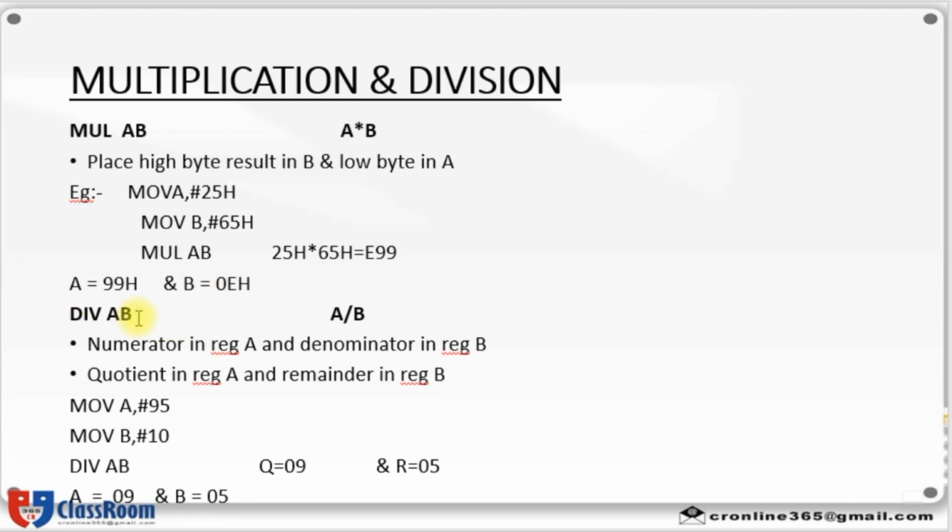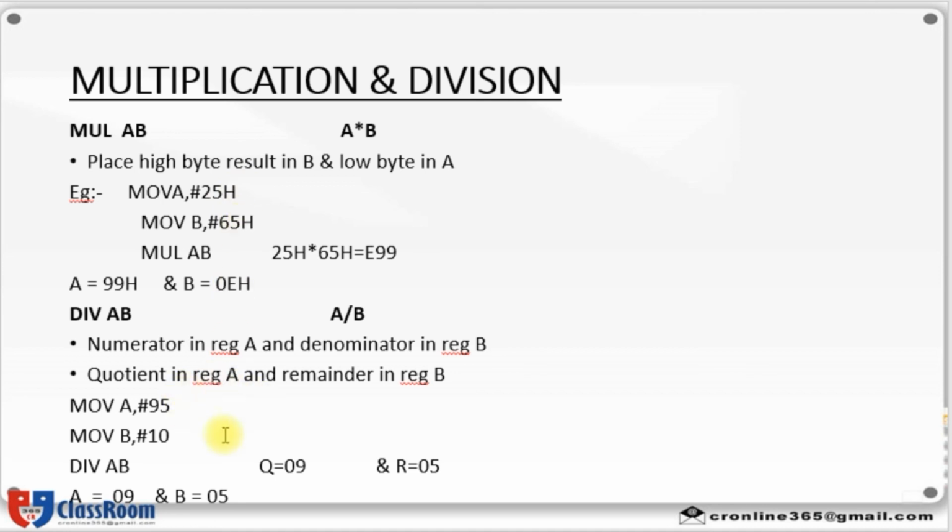Then the division operation. Division uses the instruction DIV AB. That is, A is divided by B. The numerator will be in register A and the denominator will be in register B. You can store the result quotient in register A and remainder in register B. For example, here also I am transferring two numbers to two registers, namely A and B. Here there is one difference: here I have used H, that means it is a hexadecimal number.